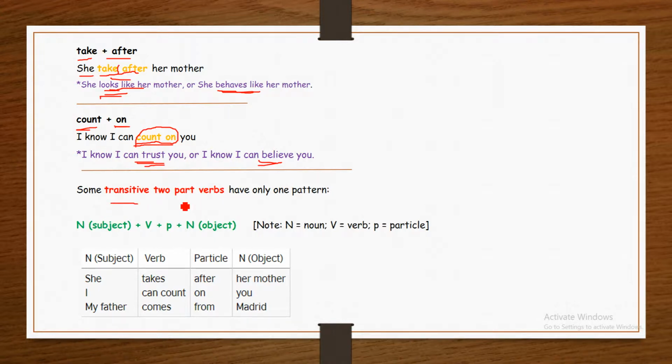Some transitive two-part verbs have only one pattern. What's a transitive verb? Transitive verbs are verbs that take a direct object. But intransitive verbs are verbs that do not take an object.